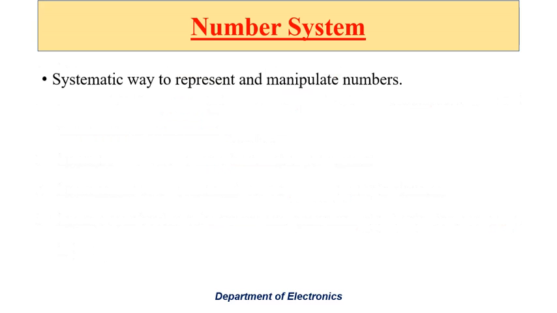The first topic is about number systems. So, a number system is a systematic way to represent and manipulate numbers. That is, it is used to represent numbers as well as to do some manipulations on those numbers. For any number system, in general, we define one parameter that is called base, or it is also called radix, which is represented with small r.